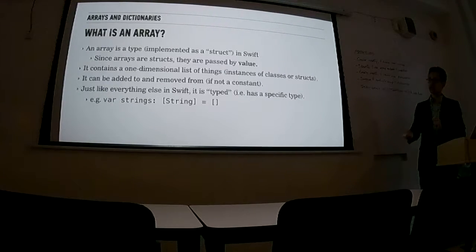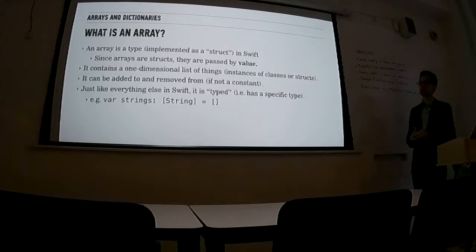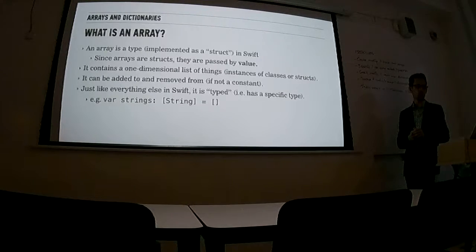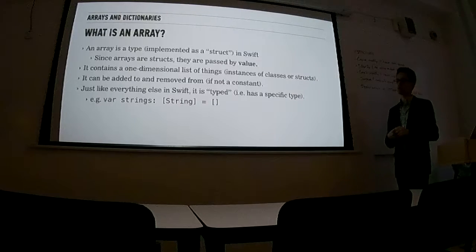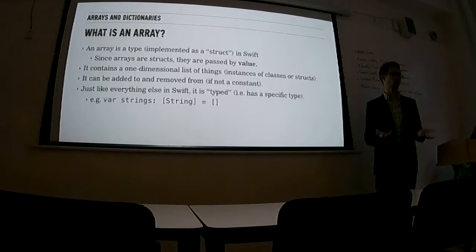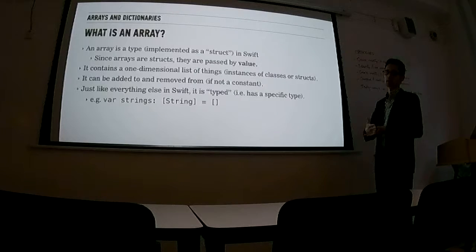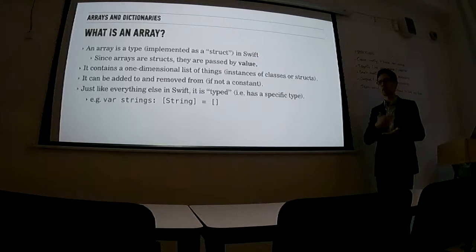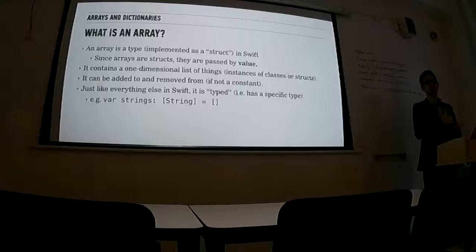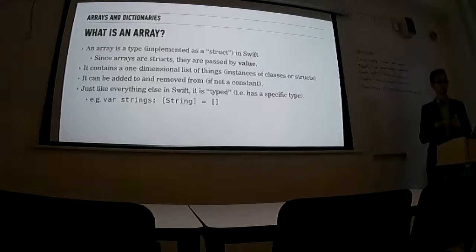You can add data to it, remove it from it if it's not constant, and then just like everything else in Swift, we have to give an array a type. So we generally can never talk about a generic array. We can only talk about an array of strings, an array of ints, an array of doubles, an array of dogs, an array of some other type, an array of arrays even.